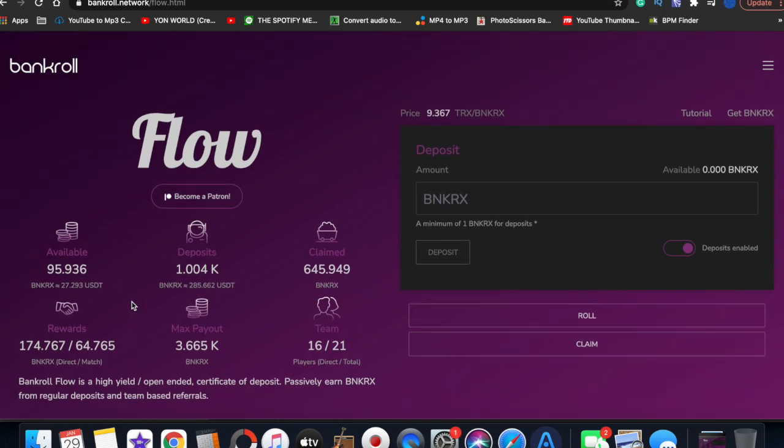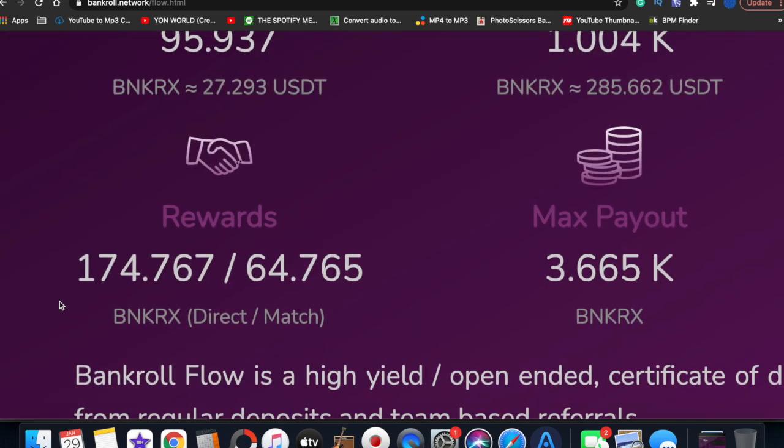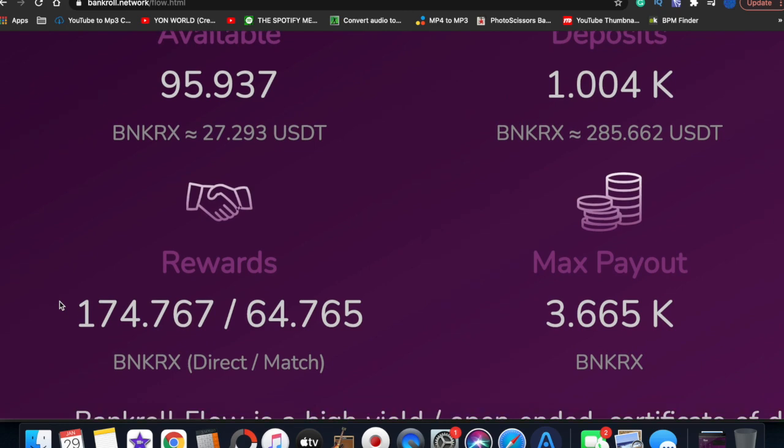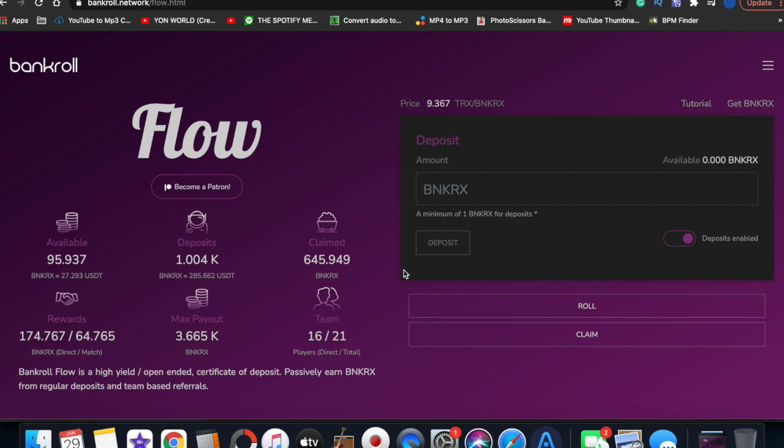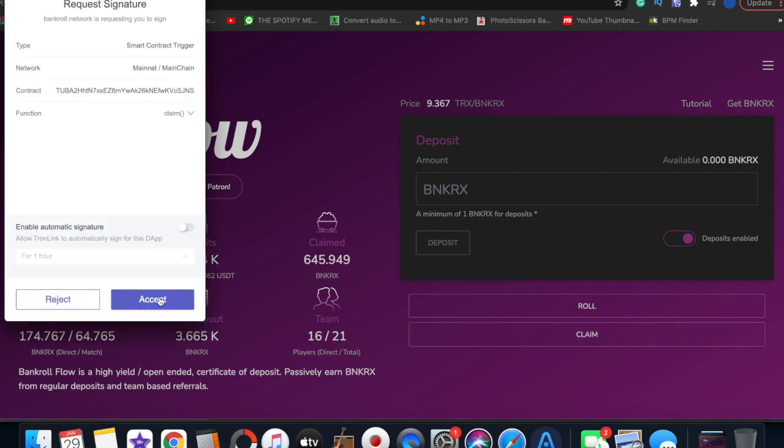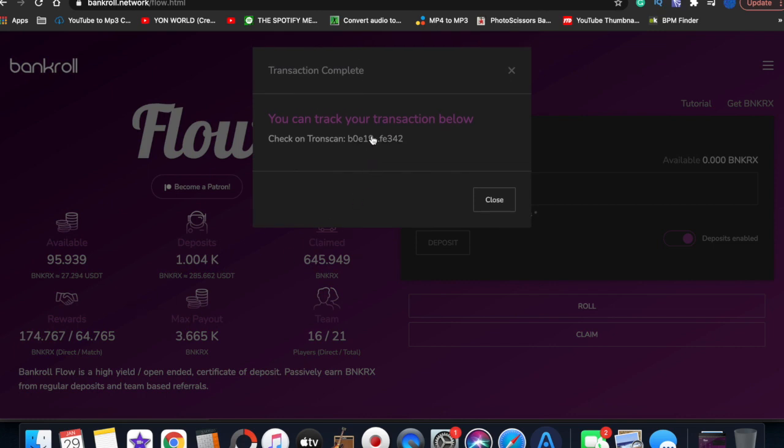So right now we got $27, y'all know that, and we got the rewards. So on your Bankroll Flow account, right, all you would do is press claim. Now if you press roll, that's reinvest, but if you press claim, right, then it requests a signature from the smart contract. You got to trigger the smart contract. Then you accept that, and the transaction goes through, right?